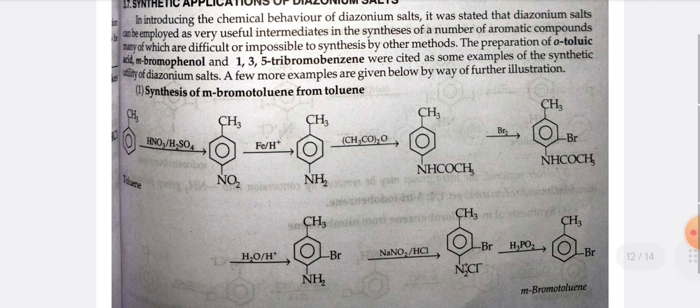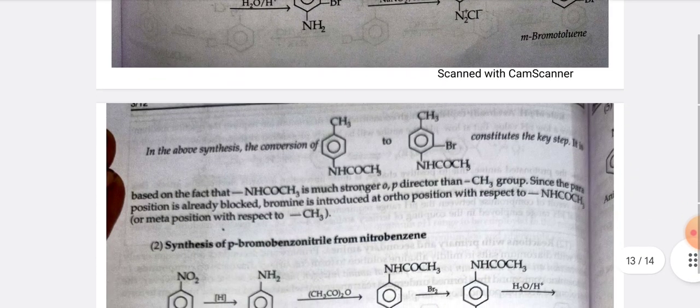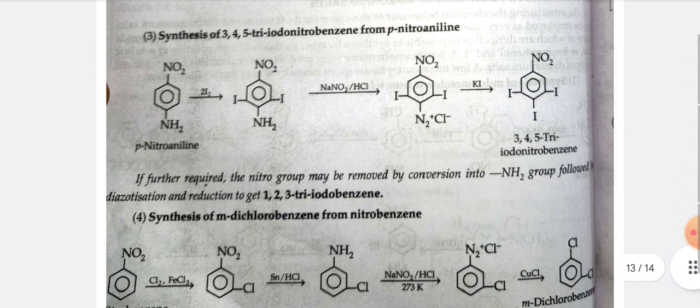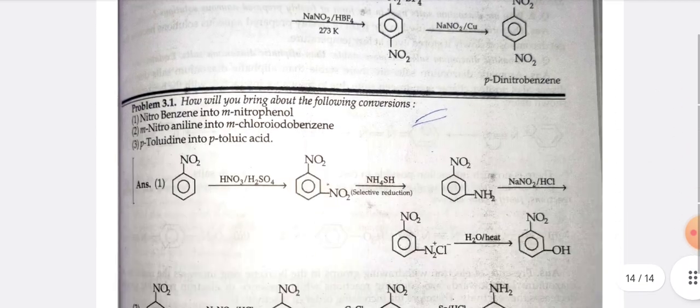Synthesis of m-bromotoluene from toluene. In the above synthesis, the conversion constitutes the key step. It is based on the fact that NHCOCH3 is a much stronger o,p director than the CH3 group. Since the para position is already blocked, bromine is introduced at the ortho position with respect to NHCOCH3. That's all about its synthesis.